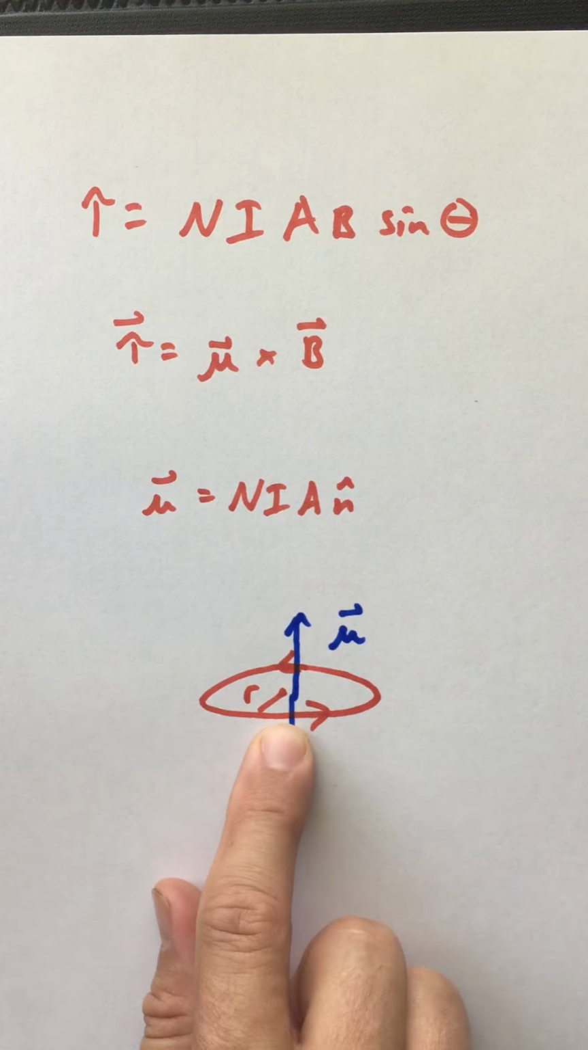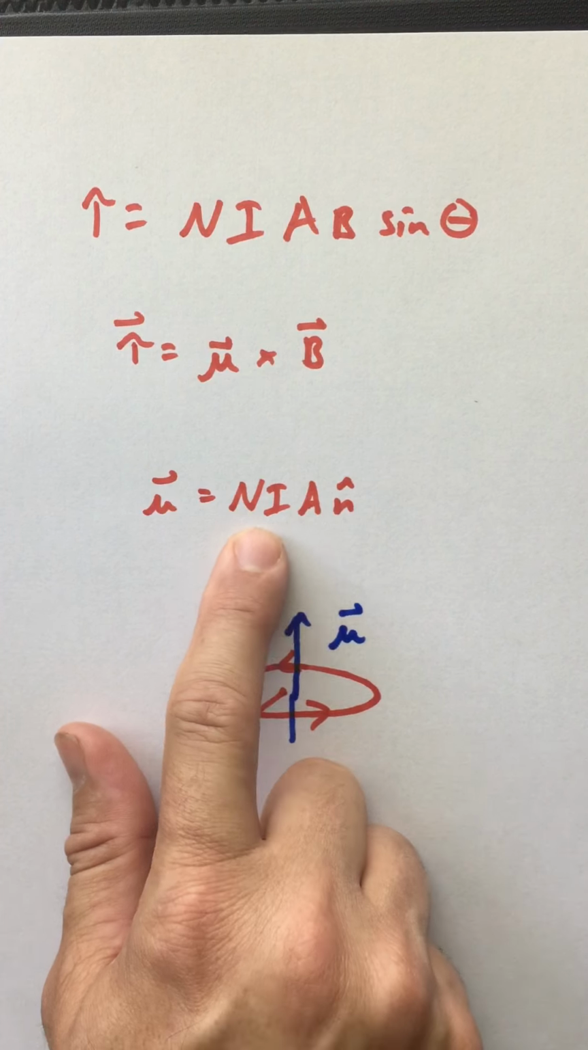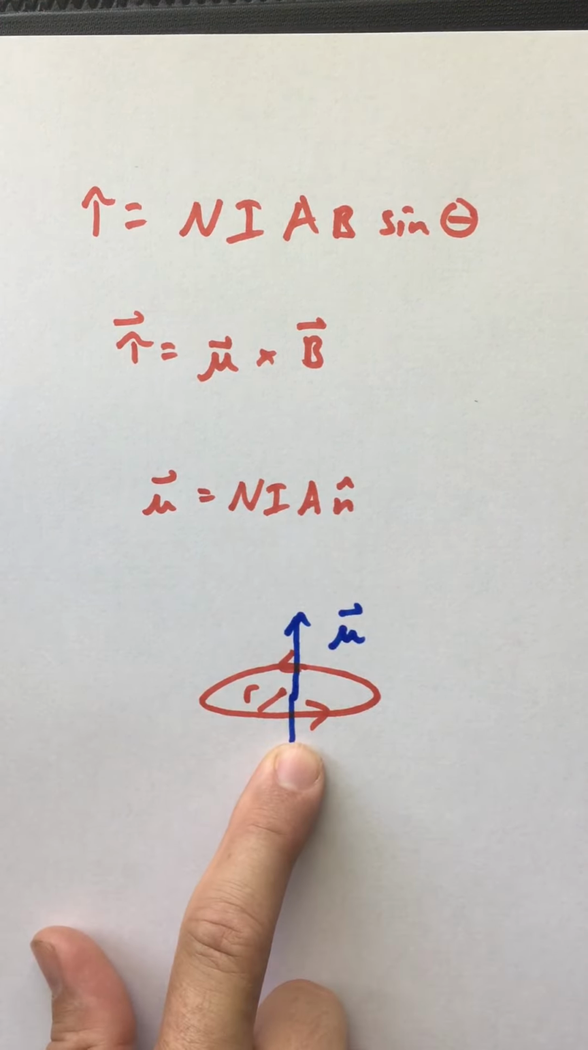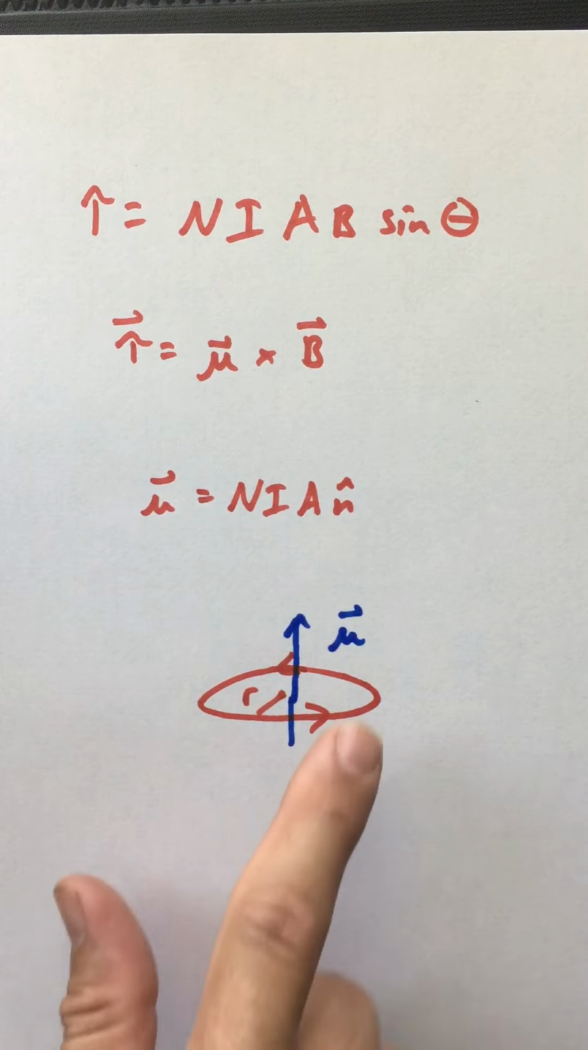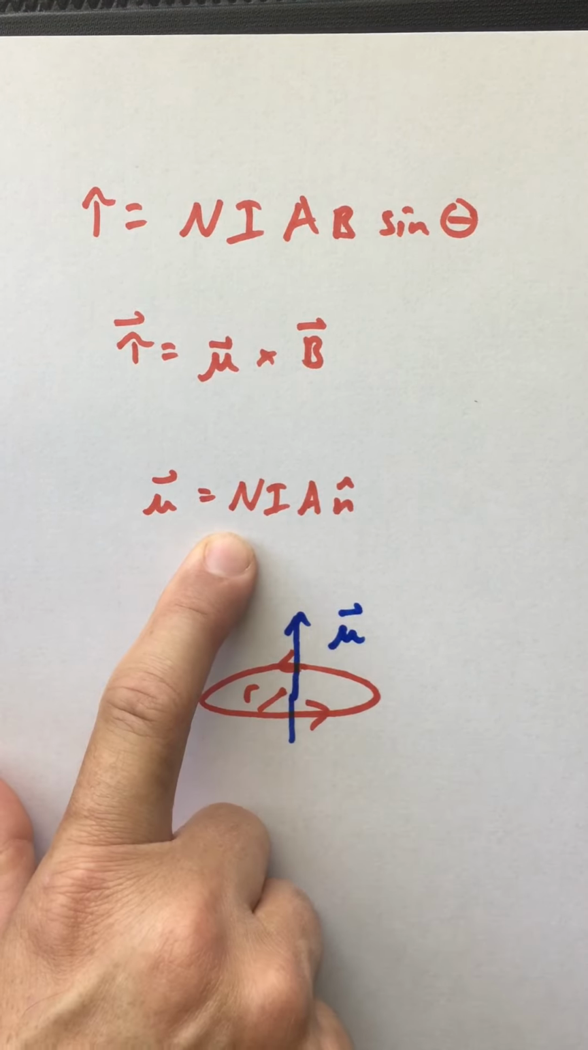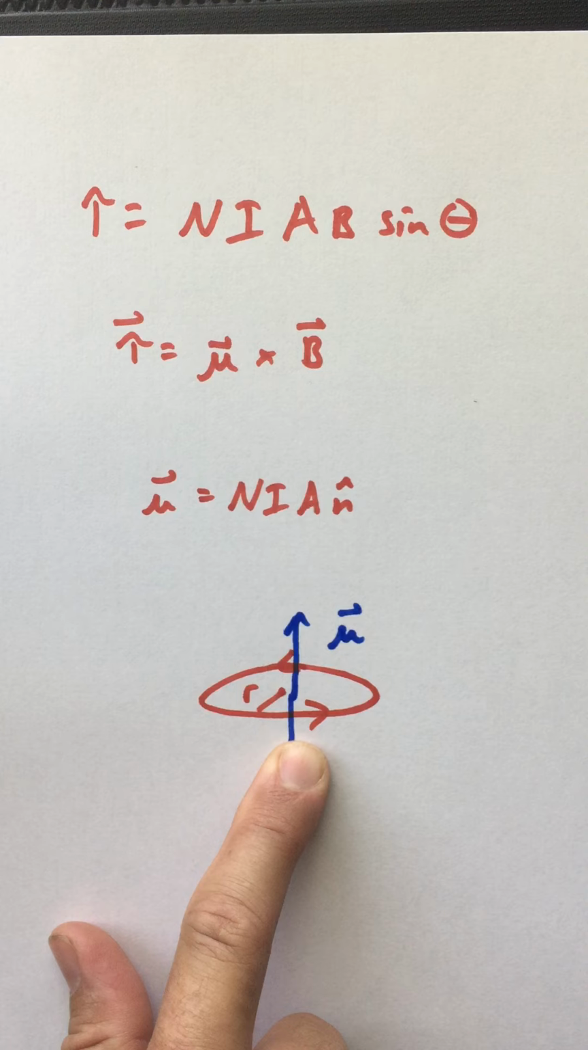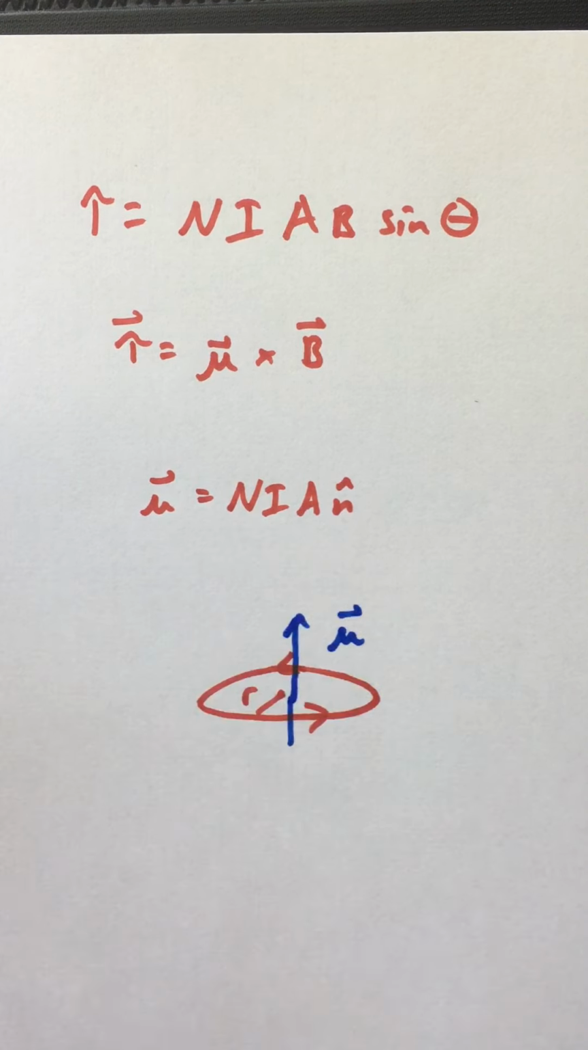But the magnitude of this vector is equal to the current times the area. Of course, this N is just 1. If I had these stacked up, I would get a total magnetic moment, which is N times this one loop of current. But this is the magnetic moment due to one loop of current, which is just IA N hat.